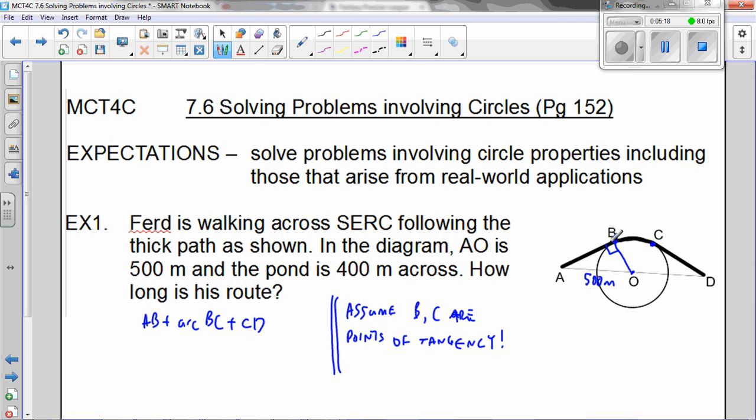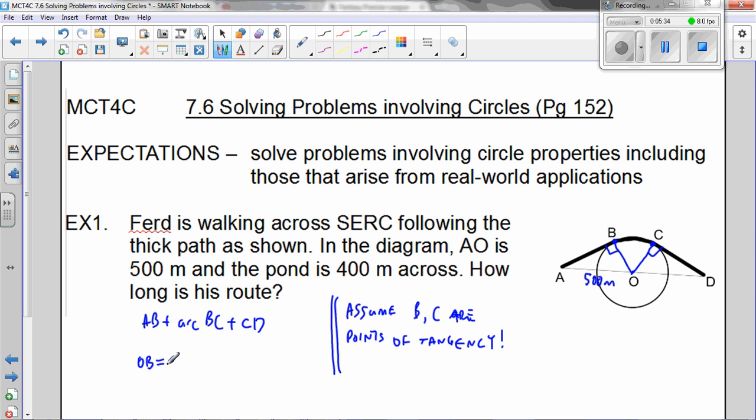Radius meets tangent at 90 degrees. And same thing over here. That's 90 degrees as well. Well, how do we continue? How do I even know what this length is? Well, notice what I've just built.